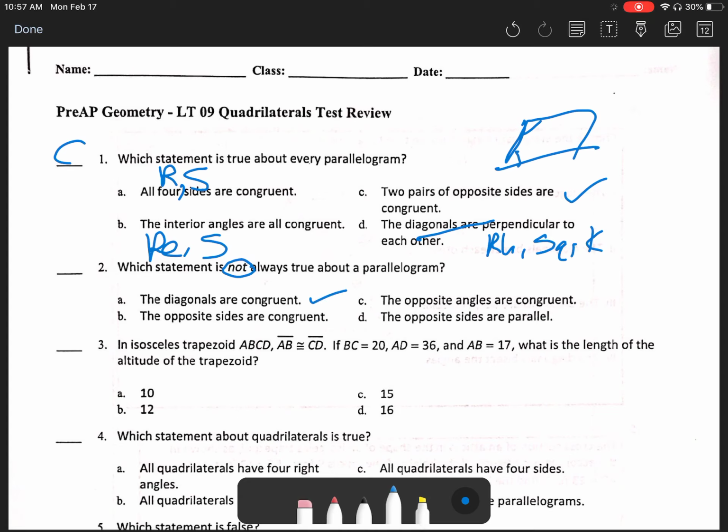The opposite angles are congruent. That's always true. Opposite sides are parallel. That's the definition. Opposite sides congruent. That is also always true. So the answer was A for that one.